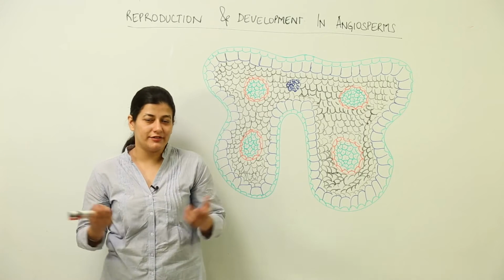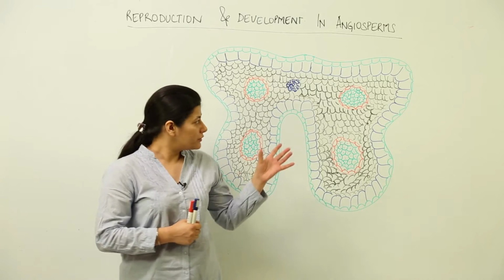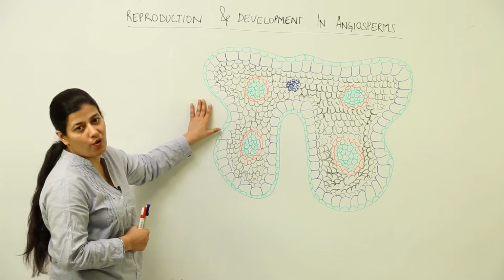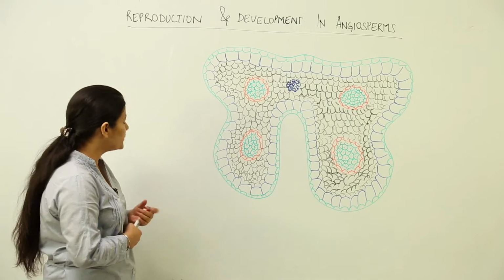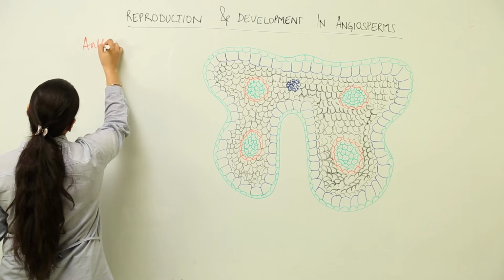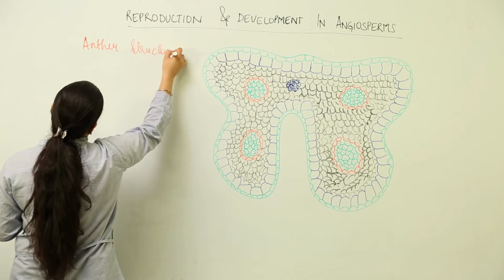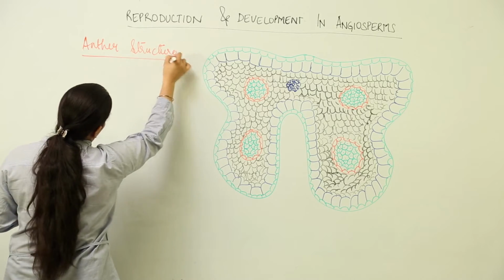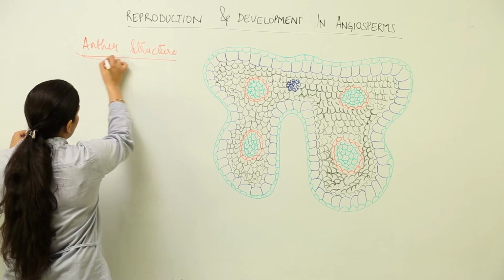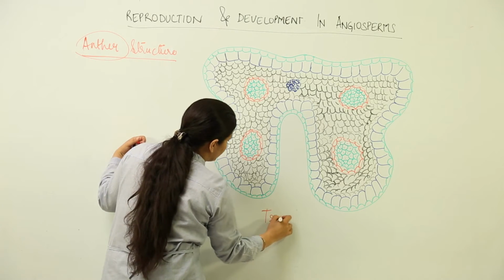Now, what do we have next in reproduction and development of angiosperms? What is drawn here is the structure of anther, and what we have to study is anther structure. Anther was part of stamen, that is part of androecium, and we have to see the transverse section of anther.